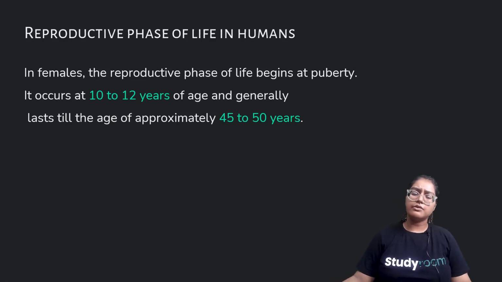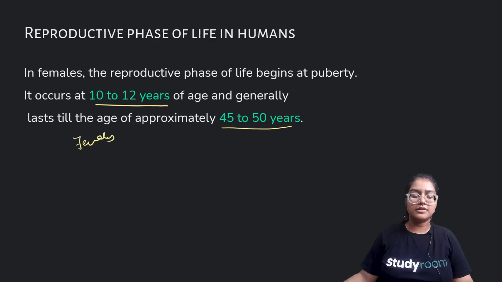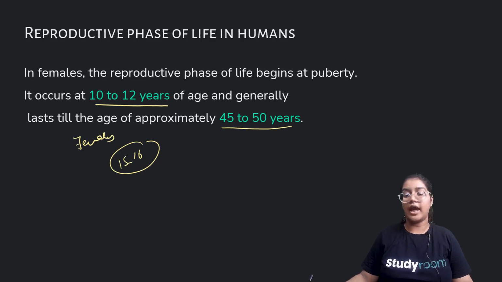So even in the case of male, the reproductive phase begins at the time of puberty. We all know adolescent periods, puberty period. It occurs at 10 to 12 years of age and generally lasts till the age of 45 to 50. So we are explicitly talking about females here. And generally in male, it starts from the age of 15 to 16, and it doesn't end, it goes on.